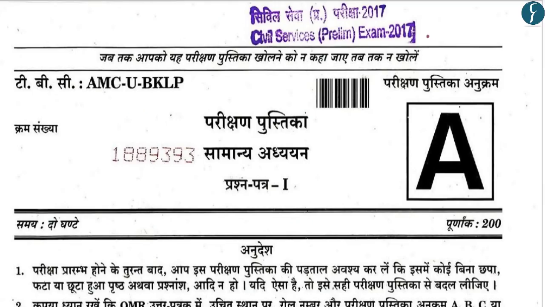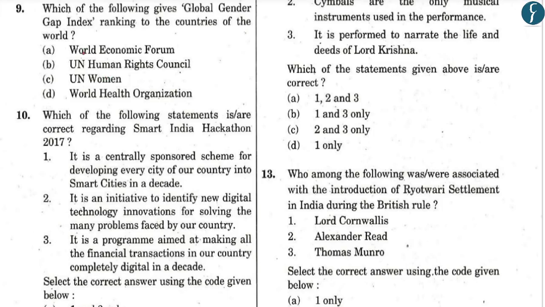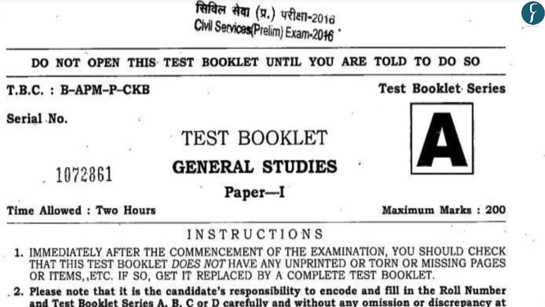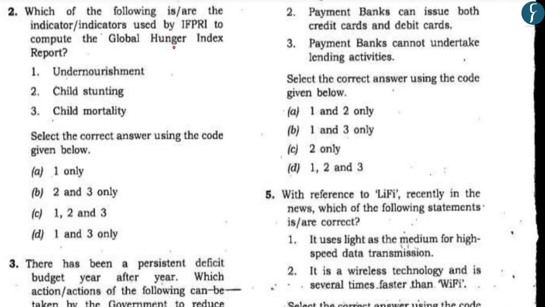Apart from this, if you take a look at the prelims examination paper of 2017, a question was asked as to who gives out the Global Gender Gap Index report, wherein the correct answer to this question would be the World Economic Forum. Apart from this, if you take a look at the prelims examination paper of 2016, it had asked the question: which of the following are indicators used by IFPRI, or the International Food Policy Research Institute, to compute the Global Hunger Index report, wherein the correct answer to this question would be C, 1, 2 and 3.